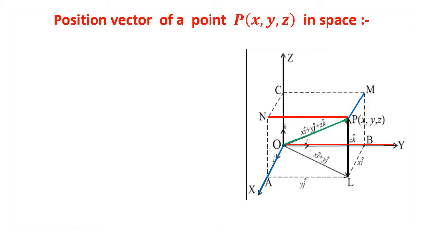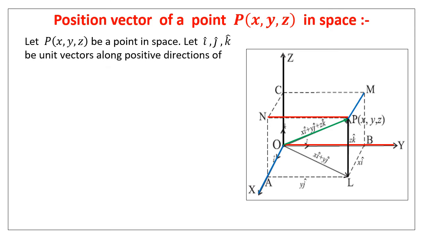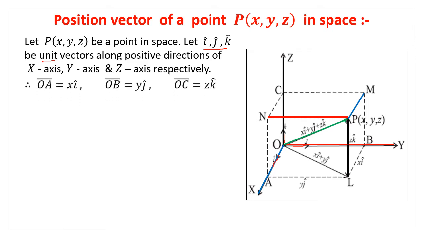Position vector of point P(x, y, z) in space. Look at the diagram, students. Let P(x, y, z) be any point in space. Let i cap, j cap and k cap be unit vectors, unit vectors meaning whose magnitude is 1, along the positive directions of x-axis, y-axis and z-axis. See diagram. So from the above theorem we can write OA bar equals x i cap, OB bar equals y j cap and OC bar equals z k cap.